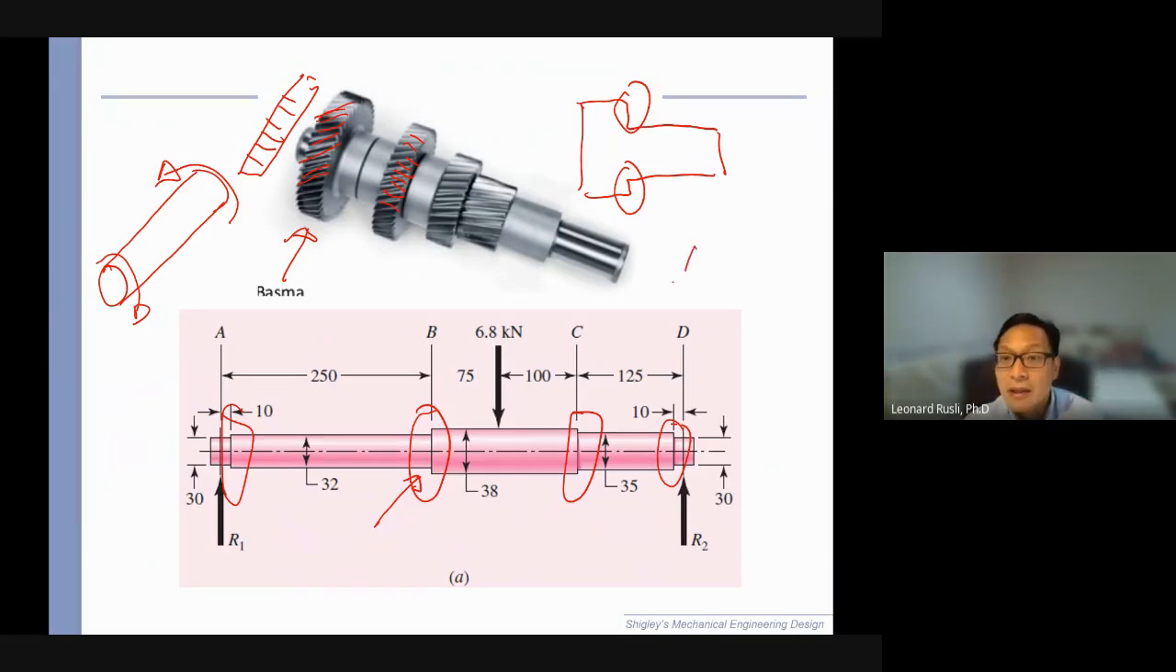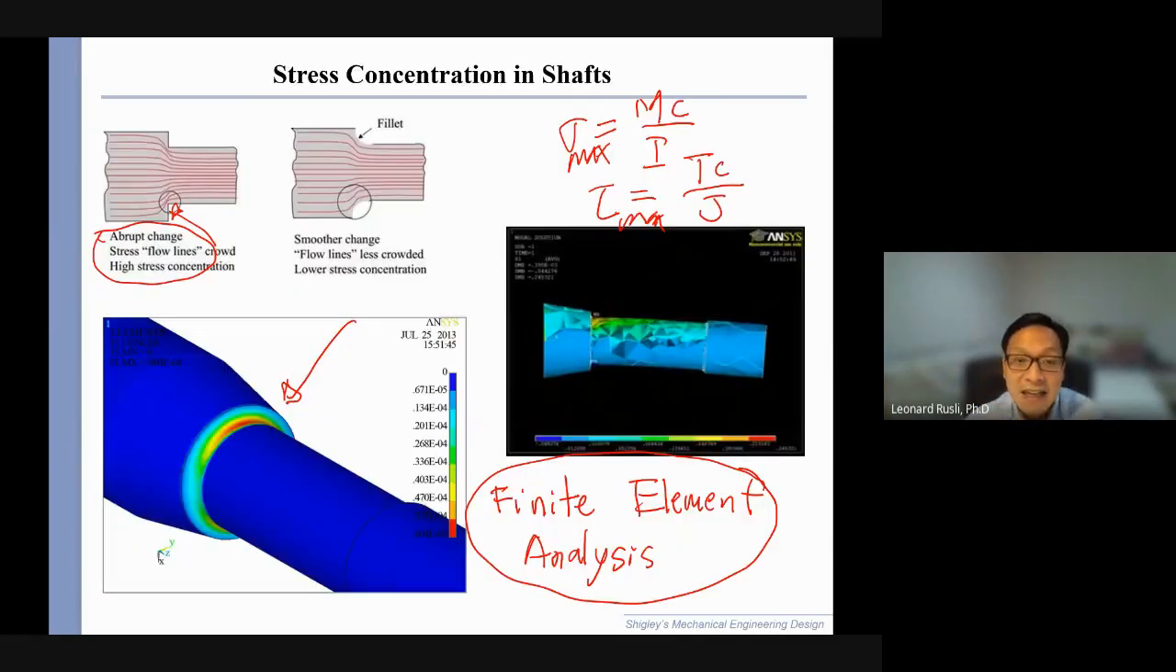Even though your maximum stress according to MC over I is so and so, it will be multiplied many times over. Oke, di sini kalian lihat aja nih skalanya. Yang biru berapa tuh? 0,671 10 pangkat minus 5, ini deformation I think ya. And yang merah itu 10 pangkat minus 4. Jadi perbedaannya itu 10 kali lipat. You know, we're talking about 10 times over.